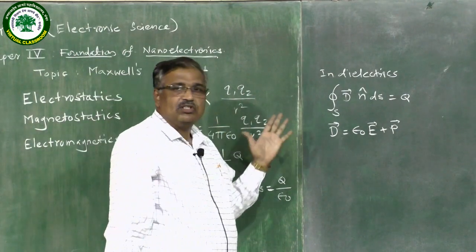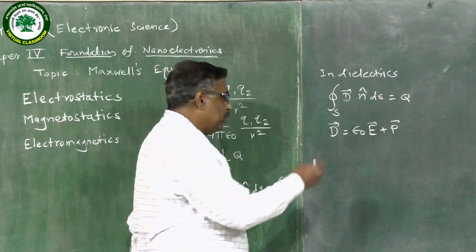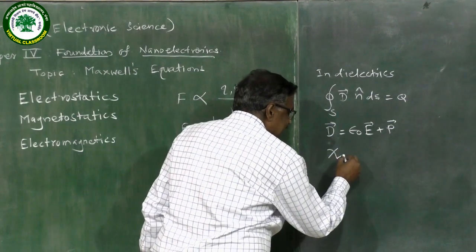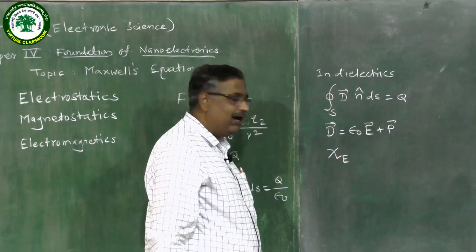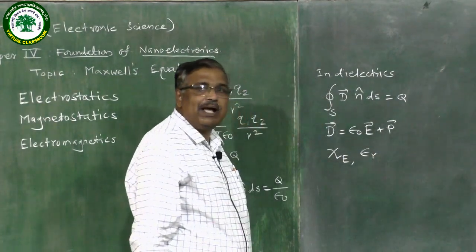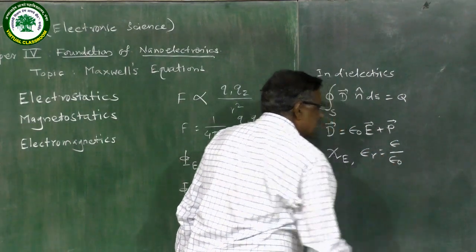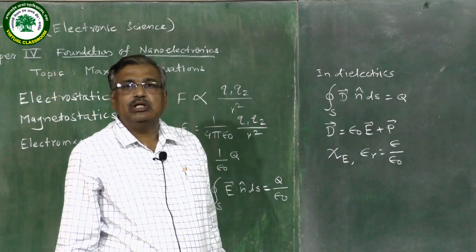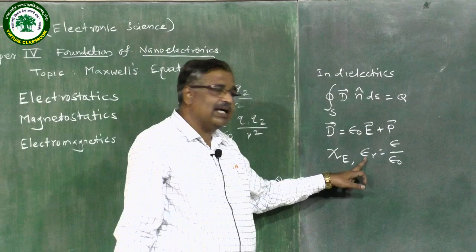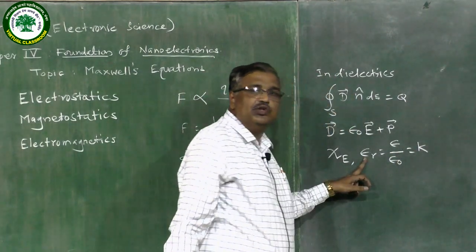Now with the help of these laws, we can explain different terminologies. The other terminologies are the electrical susceptibility, denoted by chi E, and the relative permittivity, denoted by epsilon r, where epsilon r is defined as the ratio of epsilon upon epsilon 0, that is, the absolute permittivity of the medium to the absolute permittivity of free space. This is called the relative permittivity. Sometimes it is also called the dielectric constant, and is then denoted by K.